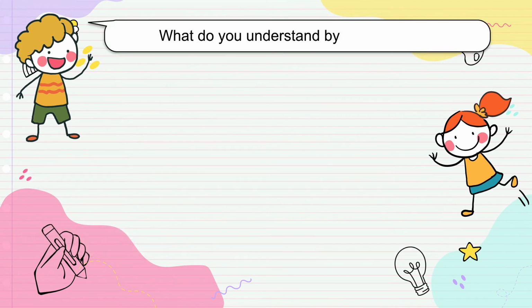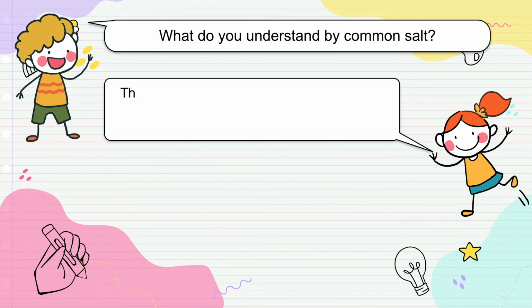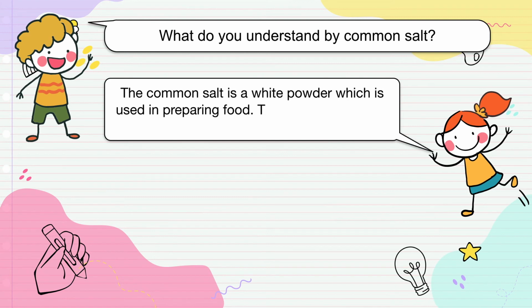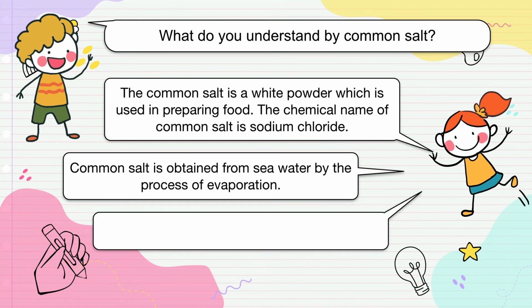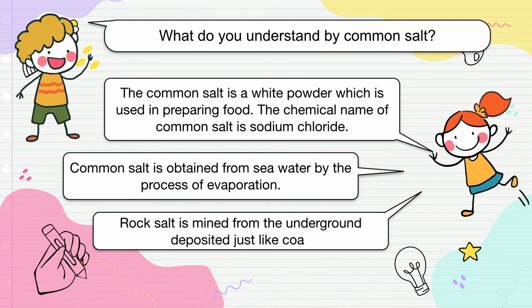What do you understand by common salt? The common salt is a white powder which is used in preparing food. The chemical name of common salt is sodium chloride. Common salt is obtained from seawater by the process of evaporation. Rock salt is mined from underground deposits, just like coal.